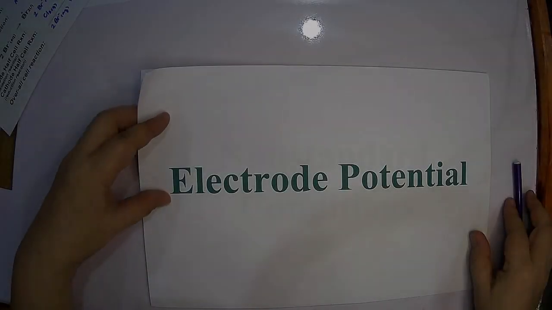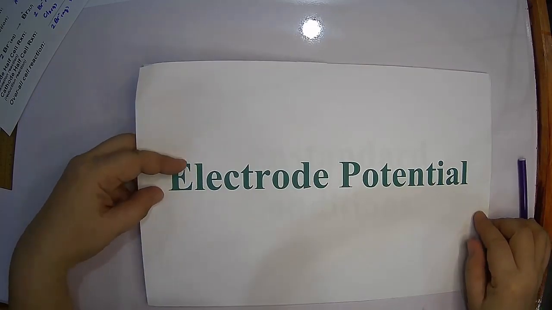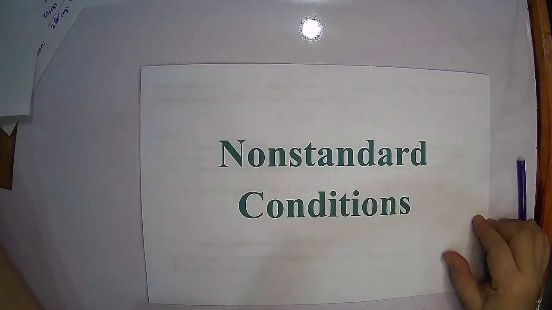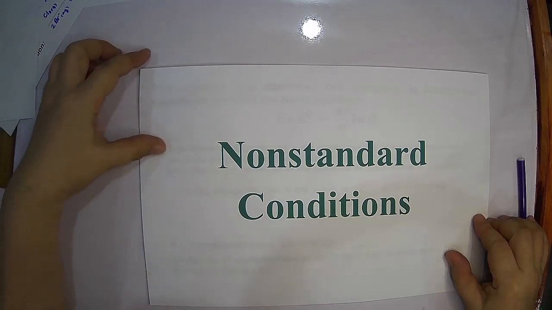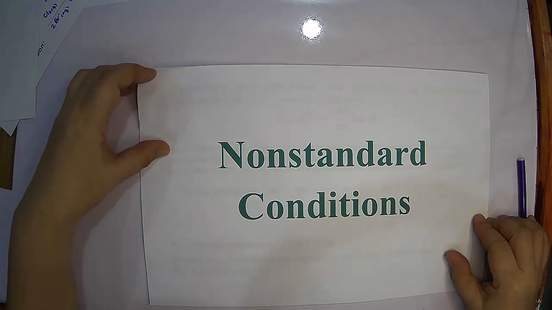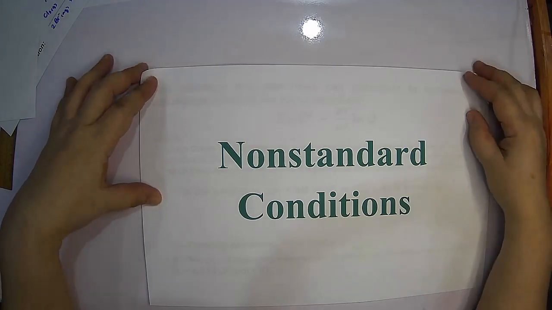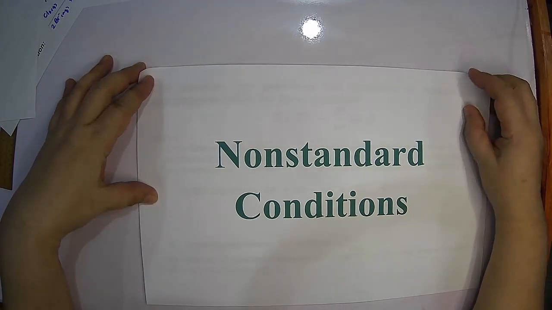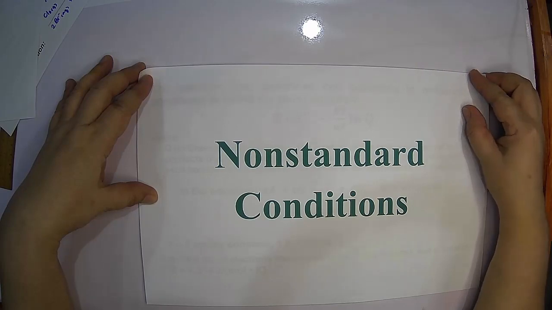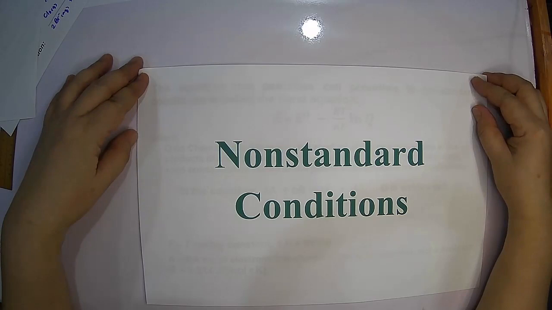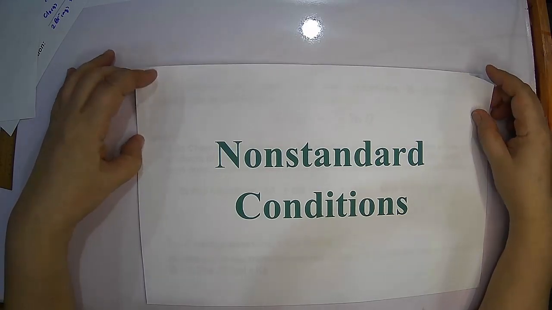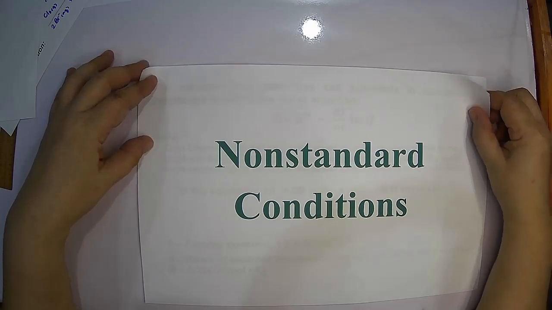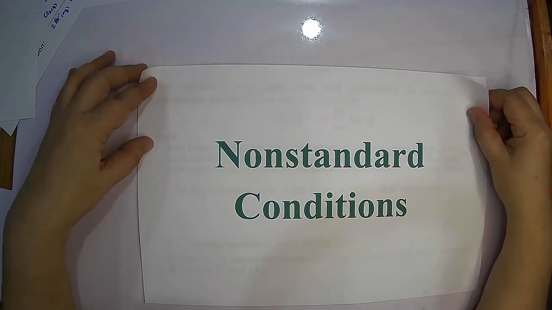Hello. We continue our discussion on electrode potential, but this time we have a non-standard condition. In our previous discussion, the electrode potentials that we obtained were at standard condition. That means the ionic concentration of the solutions is at 1 molar, the temperature of the Voltaic cell or galvanic cell is at 25 degrees Celsius, and gases are maintained at 1 atmosphere.